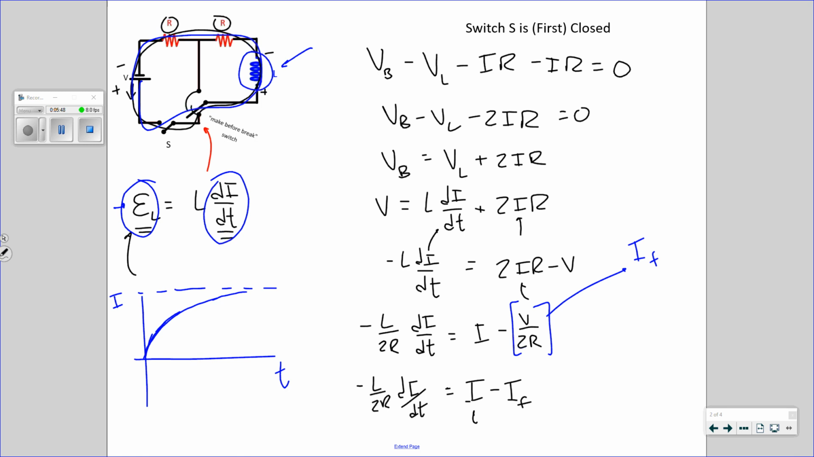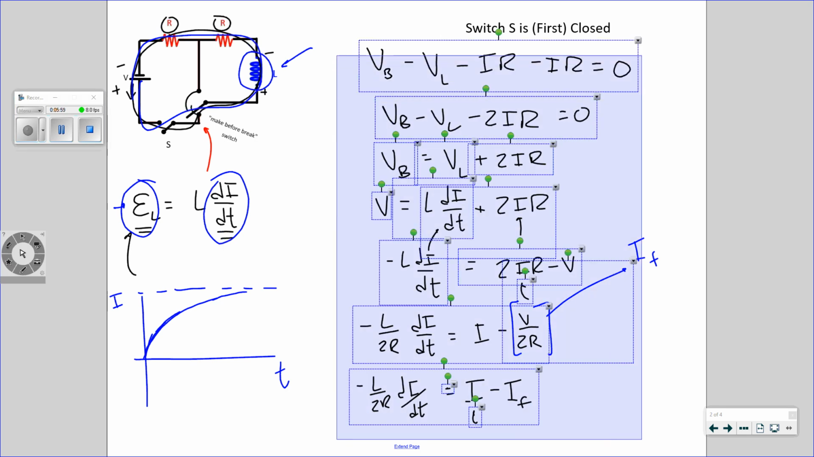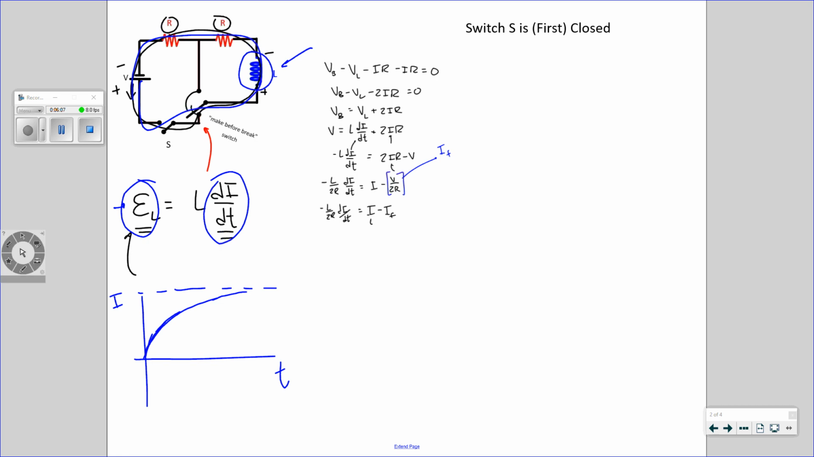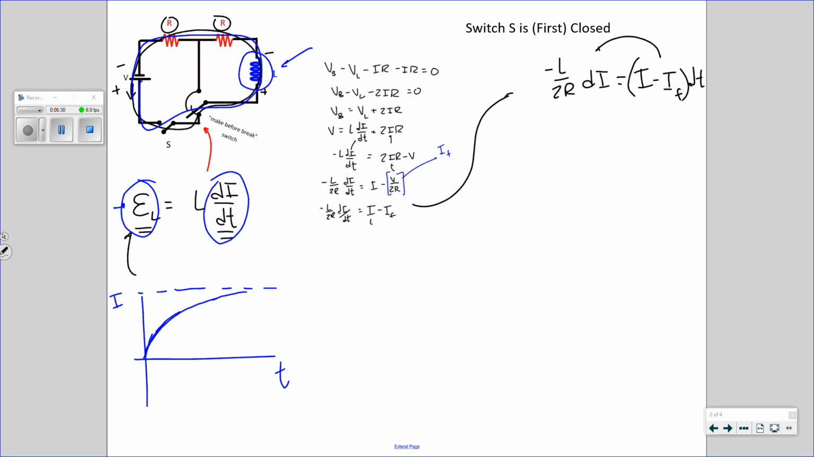So what I'm going to do, if we multiply both sides by dt, I'm going to take all this stuff and shrink it up a little bit. Okay, so from here, I have negative L over 2R di is I minus I final dt. All right, and then I can take the inverse of both sides to move all the I stuff over here, all the R and L stuff over there, and I get 1 over I minus I final di is 2R over L dt. Don't forget that negative.